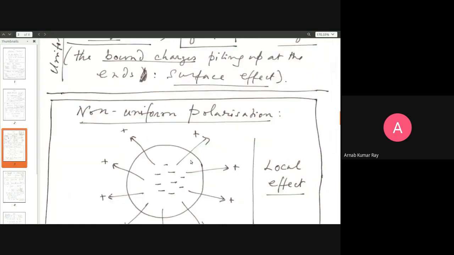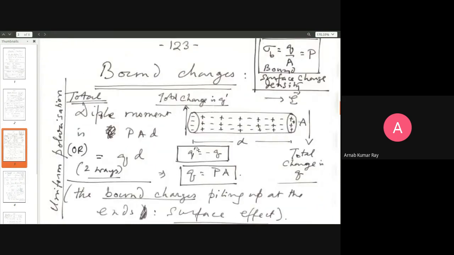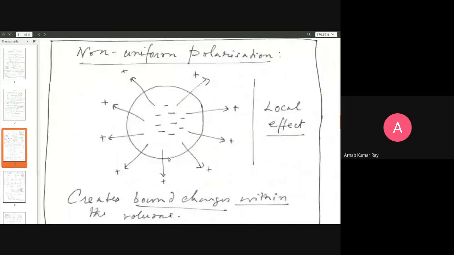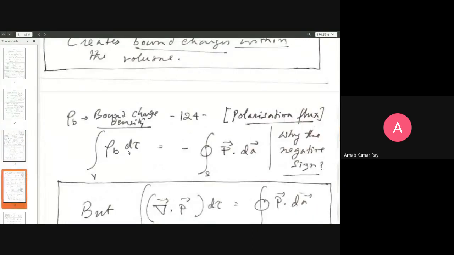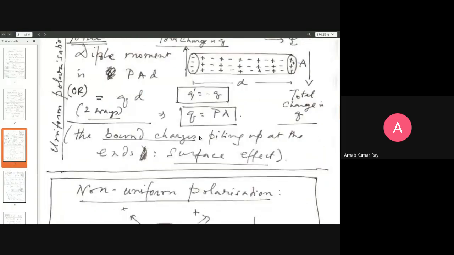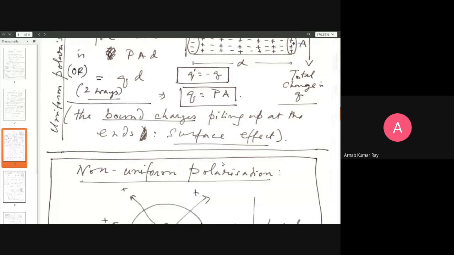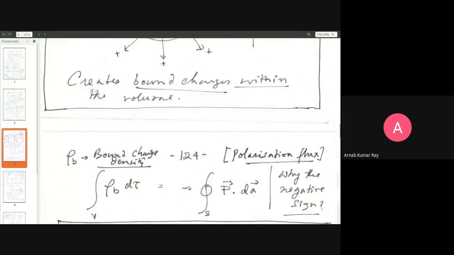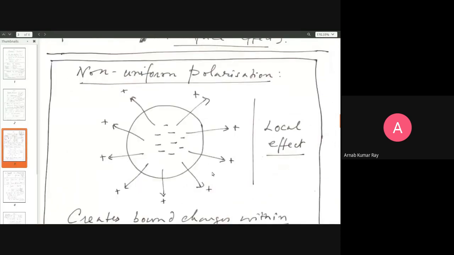This formula only, but Q prime, the negative end, this part is written as rho B d tau, volume integral. And the right-hand side will be minus Q. So you have minus here. And then what about the positive charges?